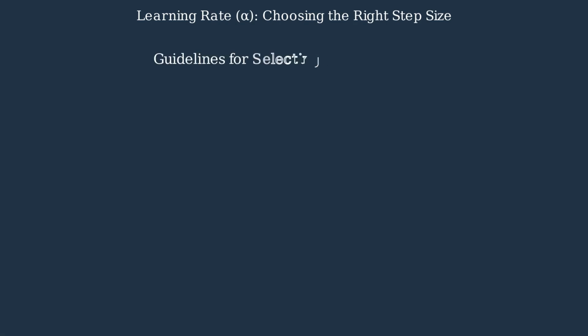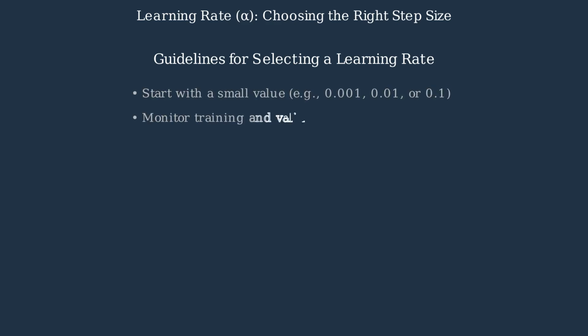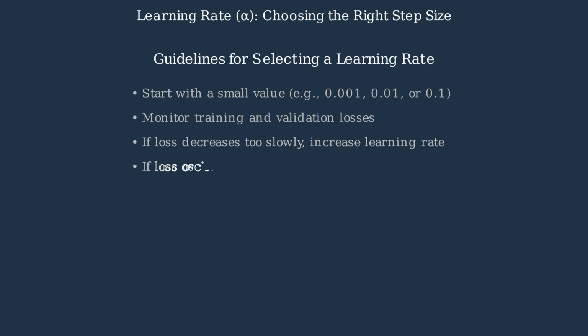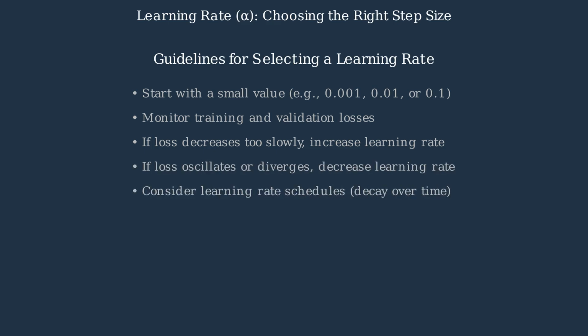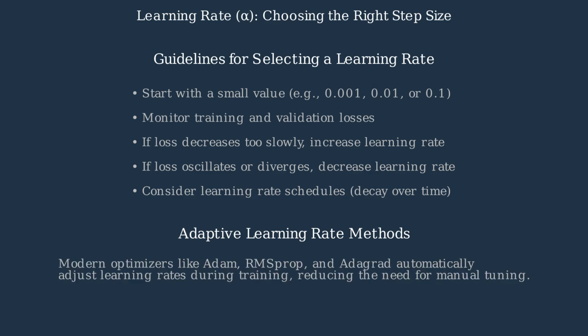When selecting a learning rate, start with a common value like 0.01 and adjust based on model performance. If your model learns too slowly, try increasing the learning rate. If it oscillates or diverges, decrease it. Adaptive learning rate methods like Adam can automatically adjust the learning rate during training, making optimization more efficient and reducing the need for manual tuning.